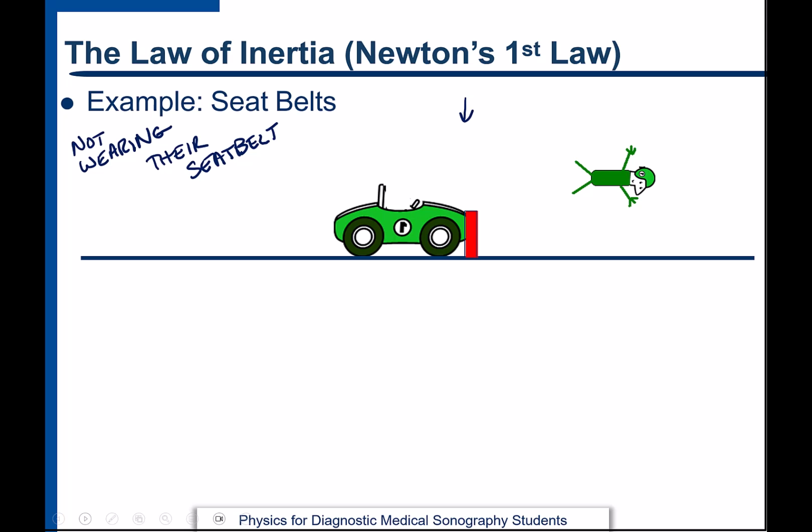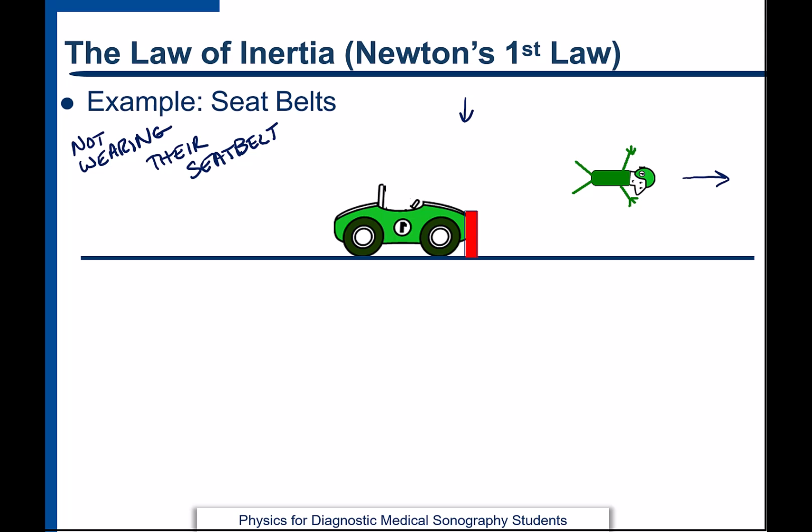Well, they don't get stopped because without your seatbelt on, there's nothing that helps to transfer the force that's acting on the car to a force that's acting on you. And so you go flying out of the car. And this is why we need to wear seatbelts, because otherwise, if the car stops and there's nothing to hold us to the car, our bodies want to continue to move with the same velocity they had before.